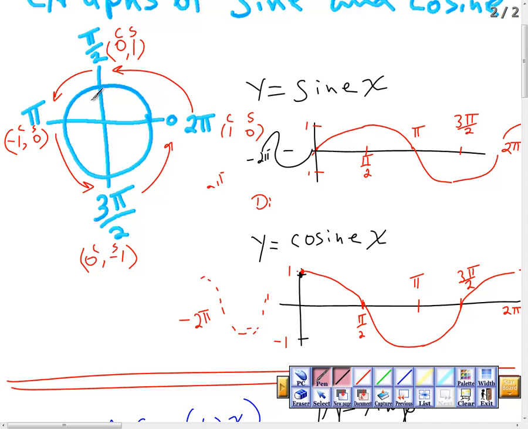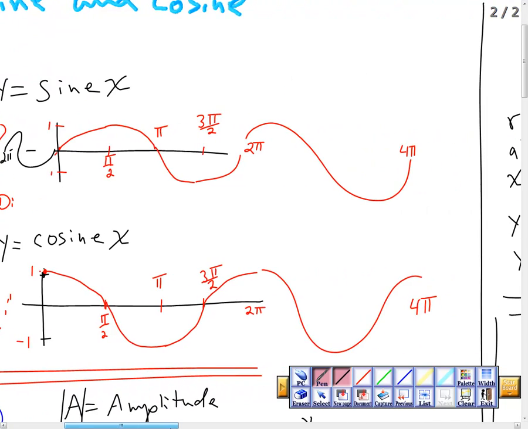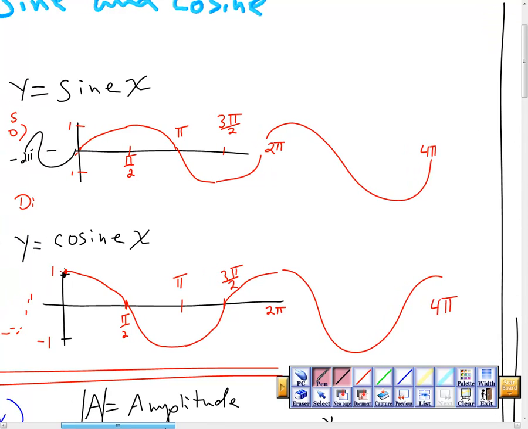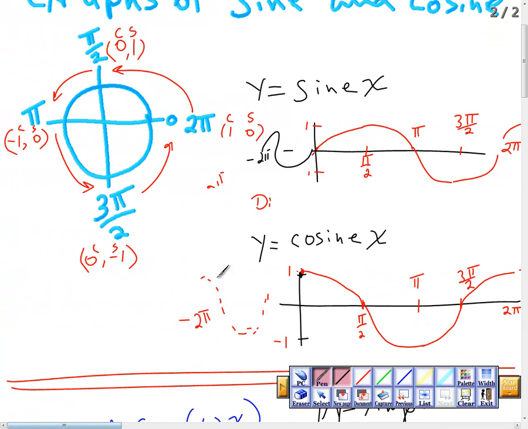As we continue on around and around, there will be 4 pi and 6 pi and so on, and these graphs could go on indefinitely. We go in the negative, clockwise direction too. At negative pi over 2, cosine is going to be 0, and then negative 1, 0, and negative 1, and so on.